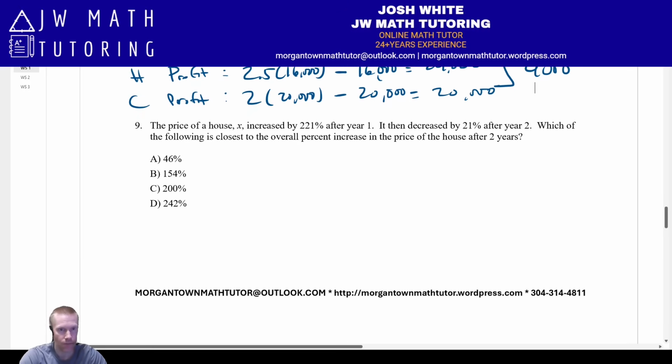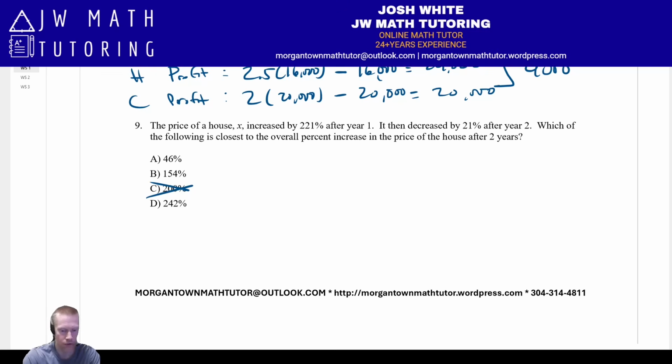All right, next up, basic percentage question. This could be talking about whatever different thing. Basically, something increased by some percent after 1 year, and then it decreased by a certain percentage after another year. And the question is asking, what's the overall percentage increase after the 2 years? So they want you to take the first year and just subtract the second year number from it. So in this case, 221% minus 21%, 200%. That's what they want you to do, but that is wrong.